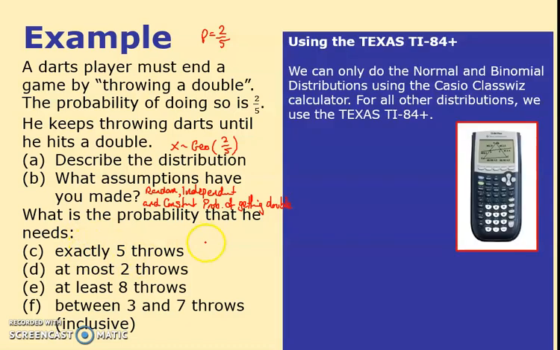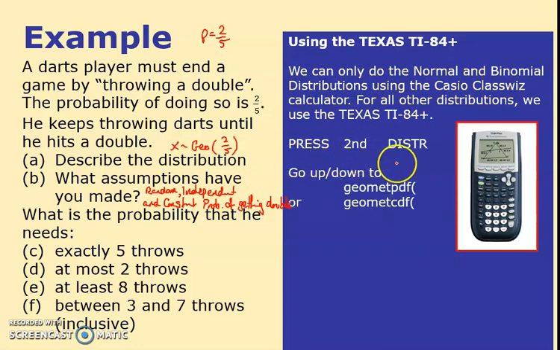So if I just go through this, this is what the calculator tells us. It says we can only use the normal and binomial distributions on the other calculator. That's why we're using this. Now, you're going to have to press the second function, then that distribute button that I showed you at the outset. I personally always go up, but you can go down. Doesn't matter which way you go. Up's quicker. And it's immediately on geometric PDF and geometric CDF. You can see them there.